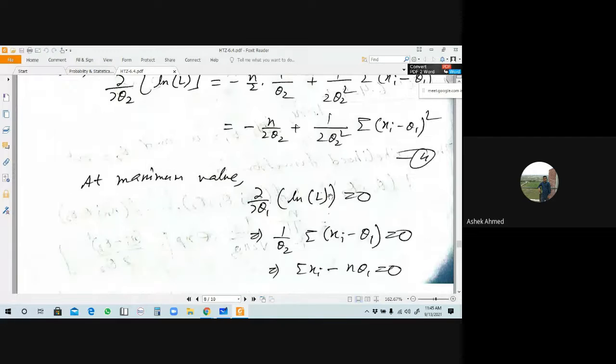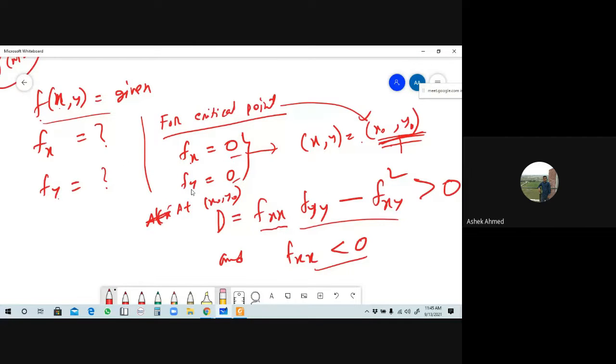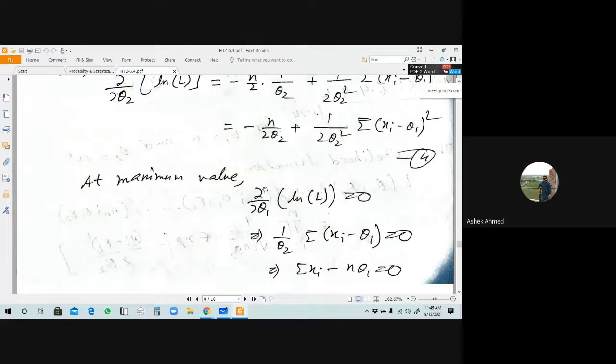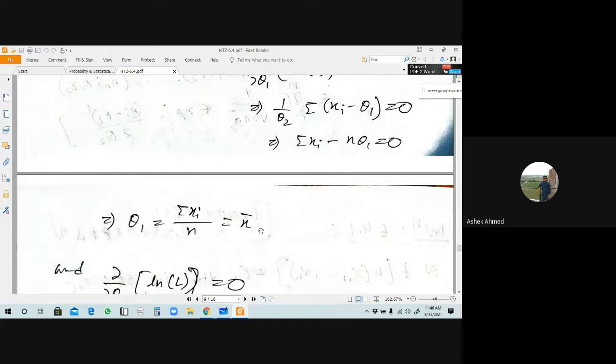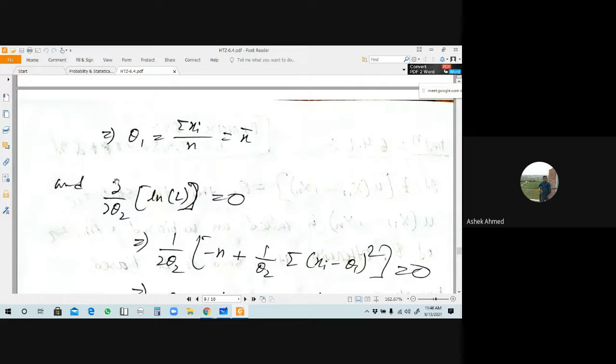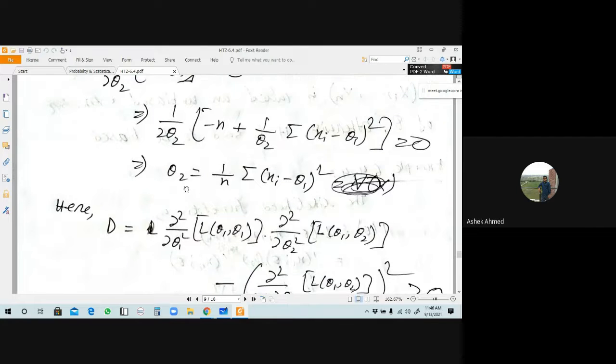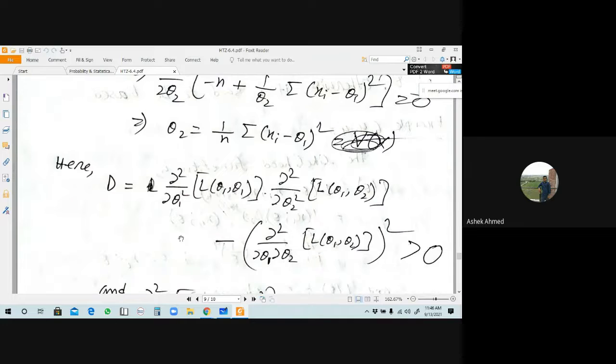So after evaluating these results you have to find out the maximum value. For the maximum value, the concept was that f sub x equals 0 and f sub y equals 0. Now see, del by del theta 1 of L of theta 1, theta 2 will be 0. From here you find the value of theta 1. Similarly, from del by del theta 2 of L of theta 1, theta 2 equal to 0, from here you find the value of theta 2, which will be 1 by n summation of xi minus theta 1 whole square.